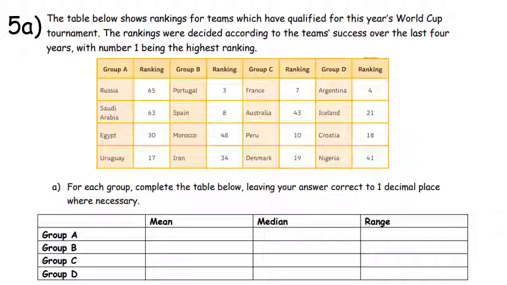This question has a table of rankings for teams which are qualified for an imaginary World Cup tournament. So it says the rankings were decided according to the team's success over the last 4 years, with number 1 being the highest rank, etc. So what we are being asked to do is for each group, Group A, Group B, Group C and Group D, to complete the table of data.